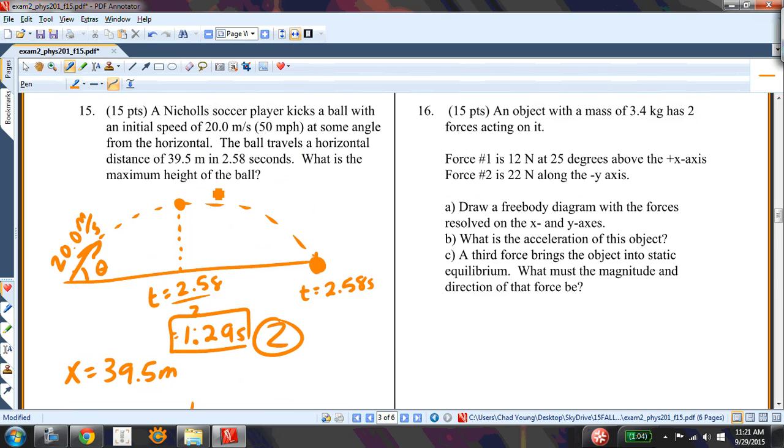Okay, here I have an object with a mass of 3.4 kilograms. It has two forces acting on it. First, I want you to just draw a free body diagram.